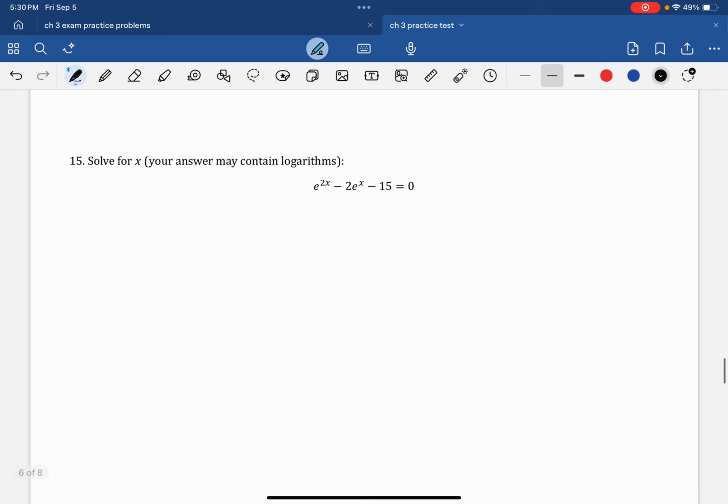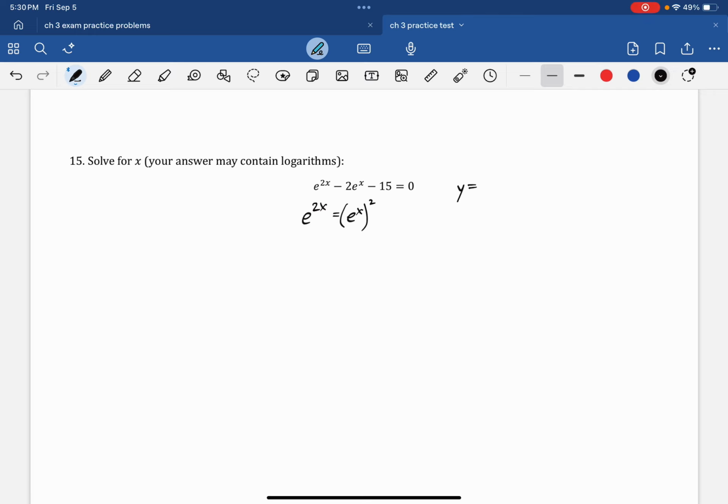Next question. Okay, this is a quadratic in terms of e to the x, right? And the reason for that is because e to the 2x is equal to e to the x squared, right? So this is just a quadratic equation. You could either factor directly, or you could write a substitution to make it more visually simple.